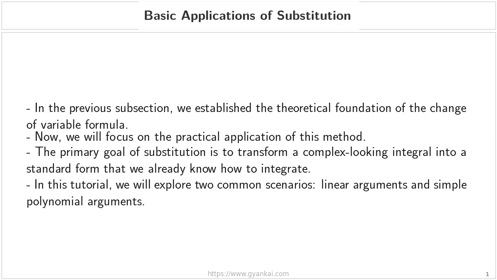In this tutorial, we'll be concentrating on two very common situations where substitution is particularly useful. First, we'll look at integrals where the argument, the expression inside a function, is a linear expression. For example, something like 3x + 2. And second, we'll tackle integrals with simple polynomial arguments, like x squared or x cubed. We'll see how to identify these cases and apply the substitution technique effectively. So let's get started with the first scenario, linear arguments.